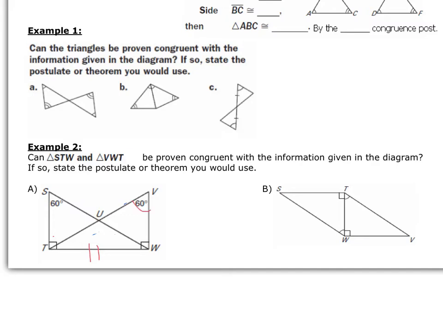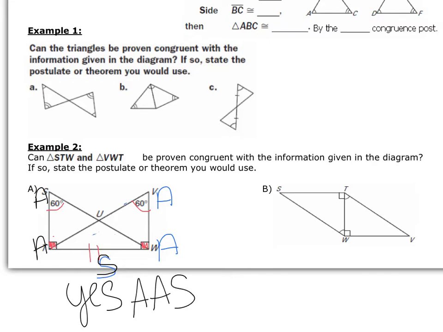We have two 60s here and two 90s here. If you look at these in order, you have an angle, and if you're starting here, you want to go to the next piece that's marked congruent in both triangles. I don't want to go this way because there's nothing congruent. I want to go this way and say, all right, that's angle, angle, side. If I try the other one, angle, angle, side. So yes, angle, angle, side.